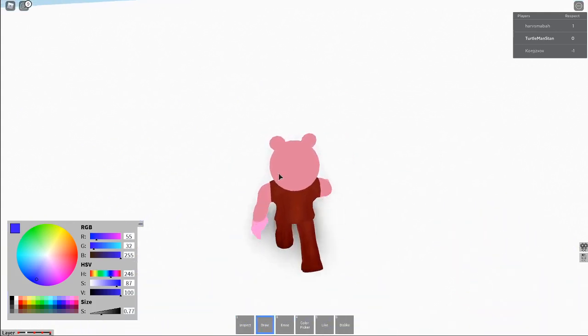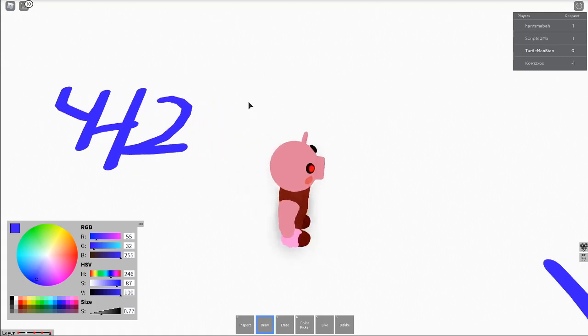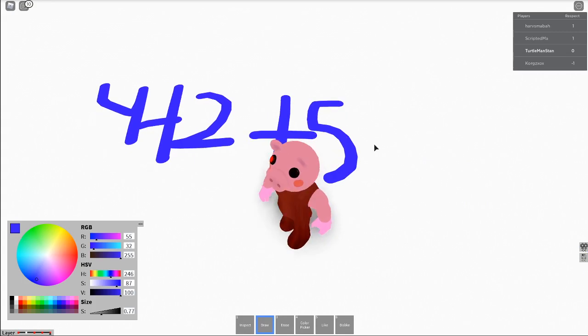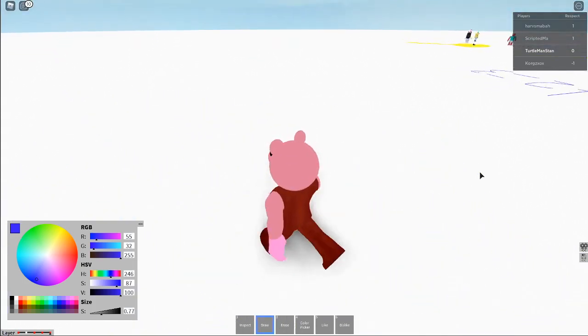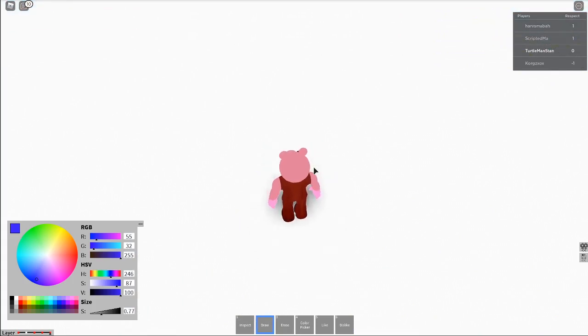Let's do something a little bit more tricky. So, 4 plus 2 plus 5. So what do you think that equals? Great, it's 11. You're doing so well. I never seen anyone so good in my life before. So now we're gonna get a little bit more confusing.